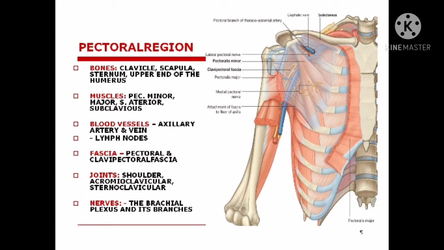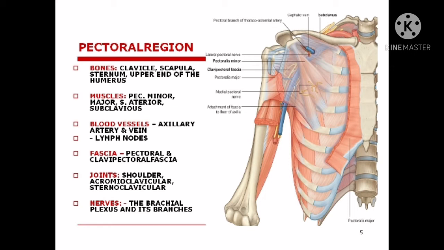The pectoral region. The bones are clavicle, scapula, sternum, upper end of the humerus. These are the bones. The muscles are pectoralis major muscle, pectoralis minor muscle, the serratus anterior muscle, and the subclavius muscle. The blood vessels are axillary artery and axillary veins, and the associated lymph nodes.